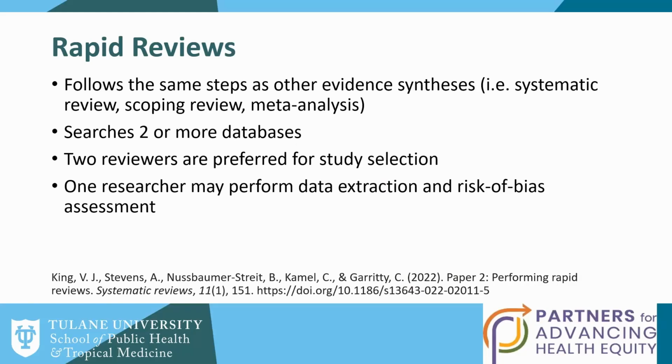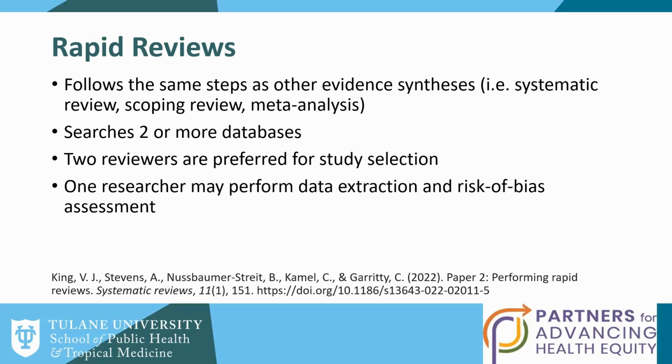But systematic reviews usually take over a year to perform. But for example, by the end of April and beginning of May 2020, there were lots of articles calling themselves systematic reviews related to COVID-19. If you look at the methodology of some of those, they were really rapid reviews. And so now most of those published would have been considered rapid reviews. So rapid reviews still search 2 or more databases. 2 reviewers are preferred for study selection, but sometimes 1 reviewer can be used just for the title abstract screening phase, and 1 researcher may perform data extraction and risk of bias assessment as well.